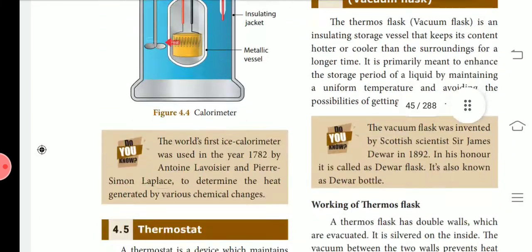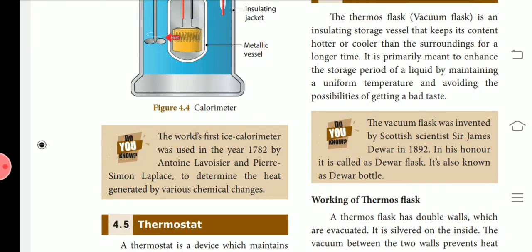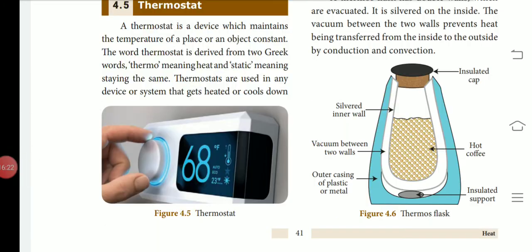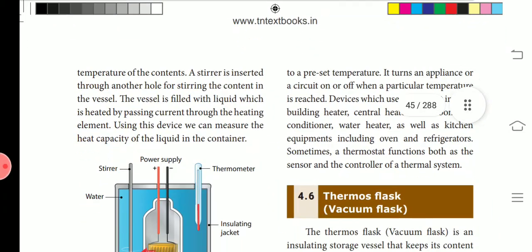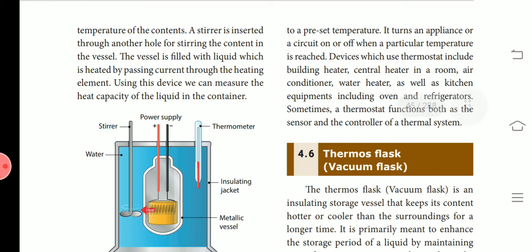And next we are going to see about thermostat and thermos flask. You can see this image, students, of a thermostat. It is a device or system that gets heated or cooled down to a preset temperature. You set a particular temperature, and either it heats or it cools. It turns on that appliance until that particular temperature is reached, and then it turns off automatically. It turns an appliance or a circuit on or off until a particular temperature is reached.